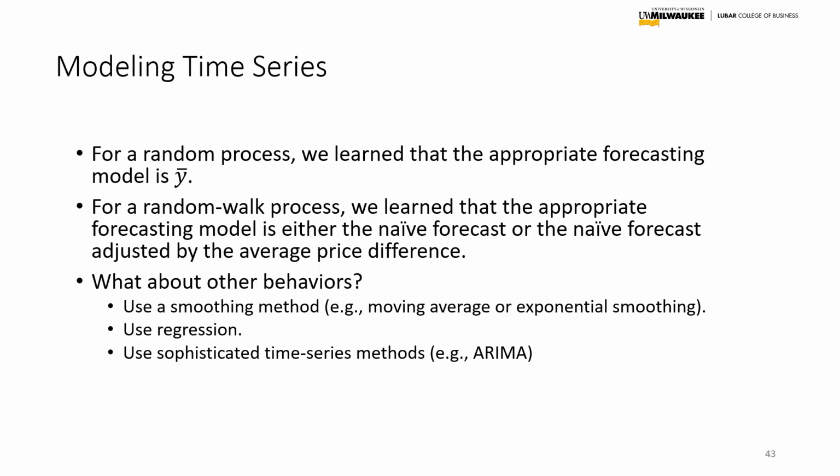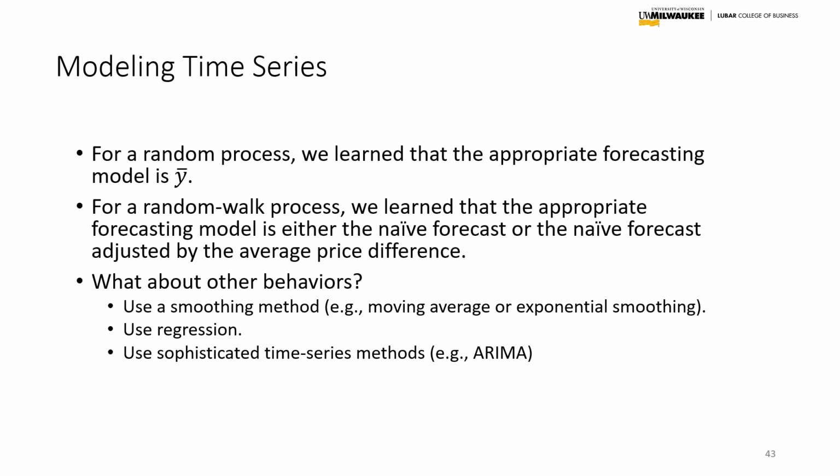Our basic goal is to model the time series at hand. In this lecture, we have learned that for a random process, the appropriate forecasting model is simply y bar. For a random walk process, we learned the appropriate forecasting model is either a naive forecast or a naive forecast adjusted by the average price difference or by the average return.